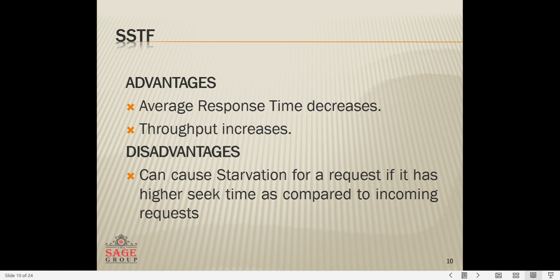The advantages of SSTF are that the average response time decreases and throughput increases. The disadvantage is that even if you came first in the queue, you have to wait until your chance comes according to the algorithm. So this causes starvation for a request if it has a higher seek time as compared to the incoming request.